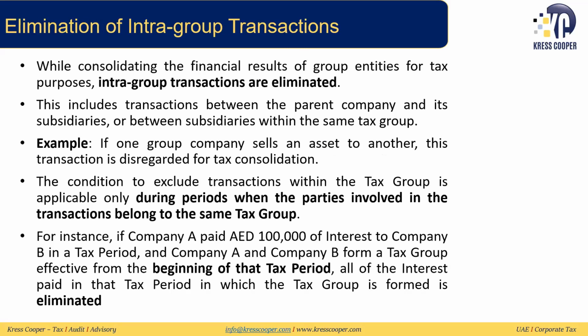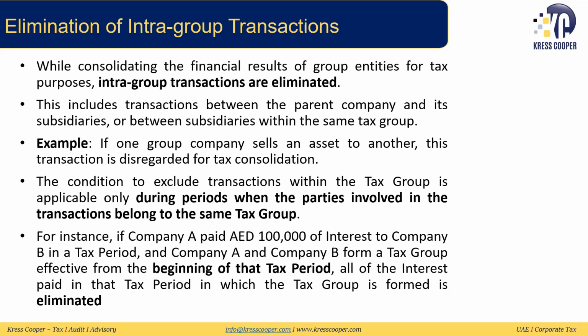Now let's discuss elimination of intergroup transactions. We had also discussed in the last webinar that when the parent is consolidating the financial results of these group entities, the intergroup transactions need to be eliminated. When we talk about intergroup transactions, we talk about transactions between the parent company and the subsidiaries, and also transactions between the subsidiaries. For example, if A is a parent company and B, C, and D are subsidiaries in the same tax group, any transaction which A is doing with B, or B is doing with C, or C is doing with D, will be eliminated when we are doing this consolidation.